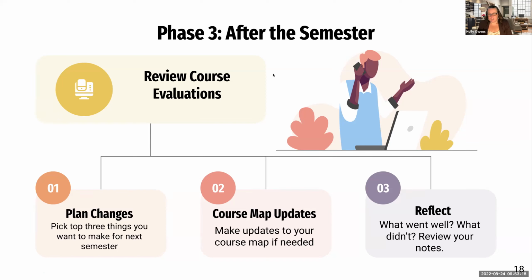What needs to change in the map? Were things misaligned? Did some sort of assessment not fit in module 1, but it might fit better in module 8? So go back and make those updates. Again, reflect on what went well and what didn't. Review your notes from that facilitation guide. Go back and make those changes, because all of this is going to create more engagement in your classes, more community. Everything that you're doing through these different phases is going to improve your online course.